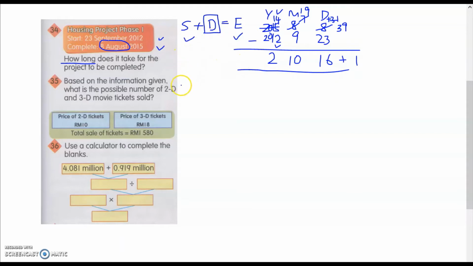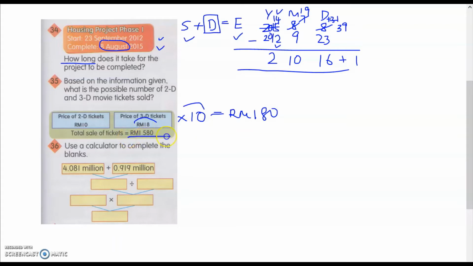Okay, question 35. Based on this information, what is the possible number of 2D and 3D movie tickets sold? Okay, there are many answers to this question. As long as your addition is correct, then you are correct. For example, I can start off with buying 10 3D tickets. So 18 times 10, I get 180 ringgit.